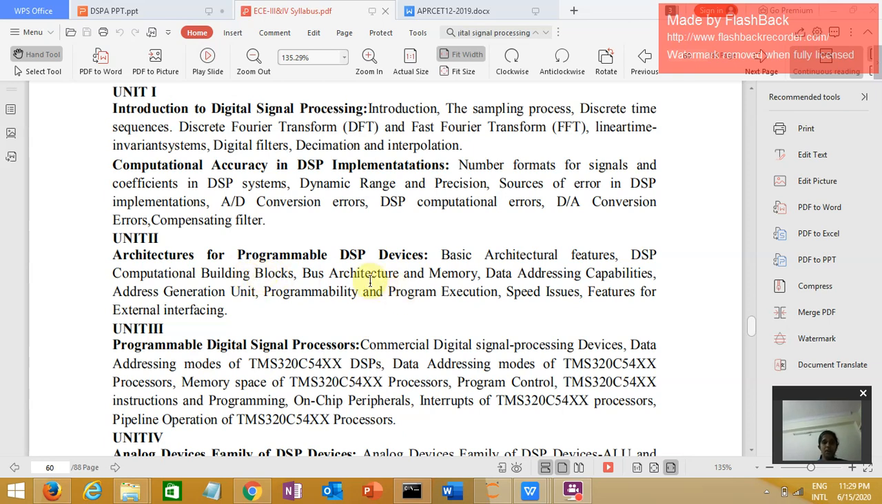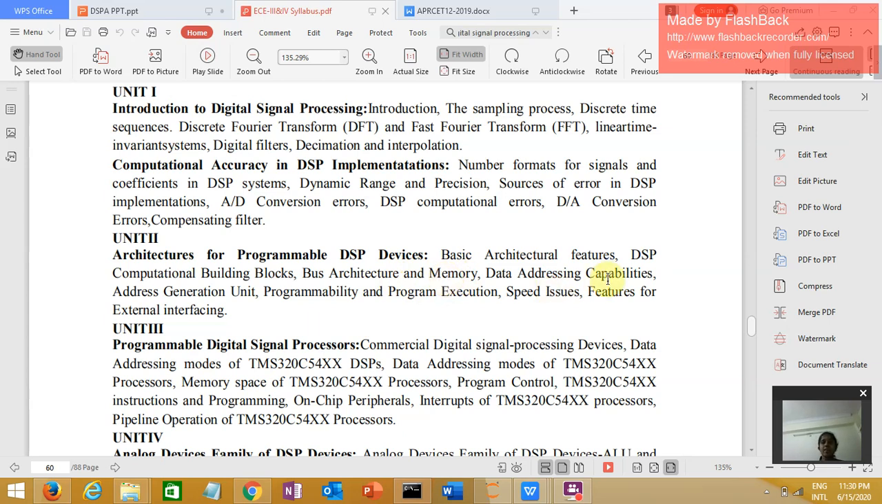Coming to bus architecture and memory, here we are discussing the Von Neumann architecture and Harvard architecture, what the difference between these two is, and what types of memories we generally have, program memory and data memory. If both are maintained in a single memory, we call it Von Neumann. When both the memories are used separately, then we call it Harvard architecture.